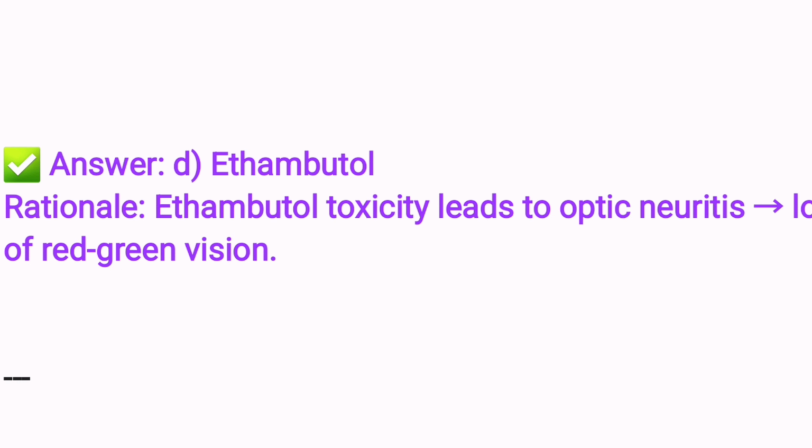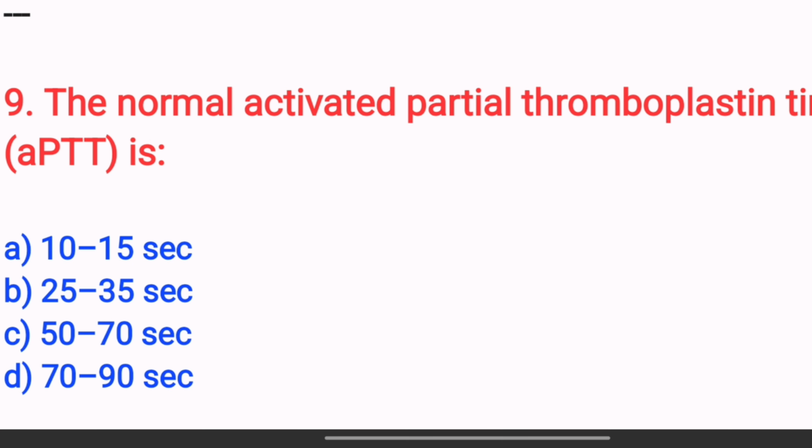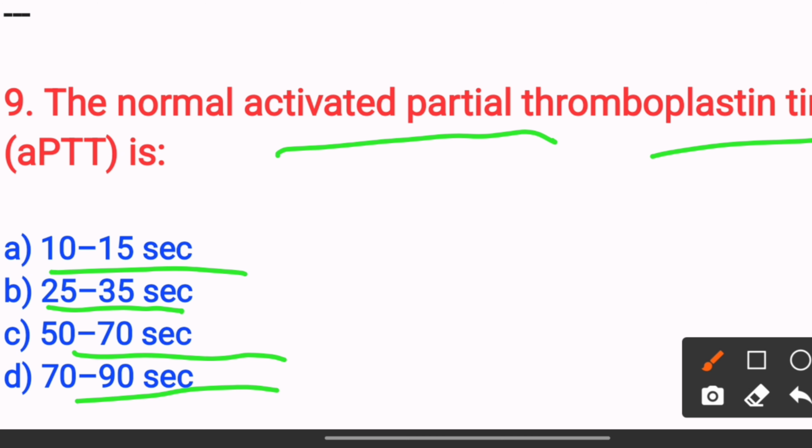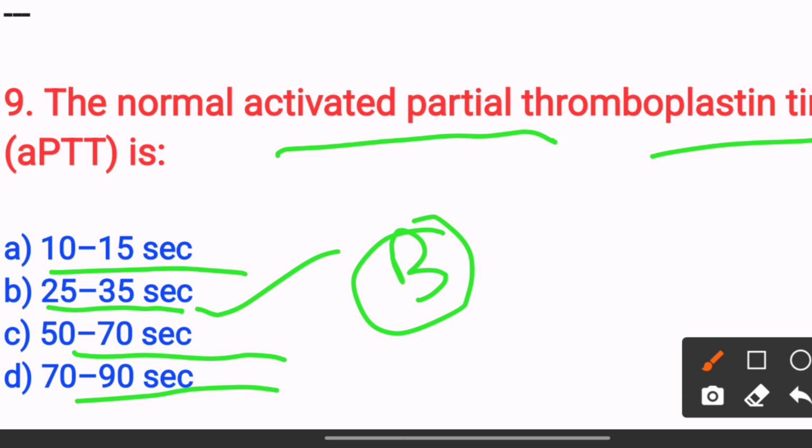Next, the normal activated partial thromboplastin time is option A 10 to 15 seconds, option B 25 to 35 seconds, option C 50 to 70 seconds, option D 70 to 90 seconds. The answer is option B 25 to 35 seconds.